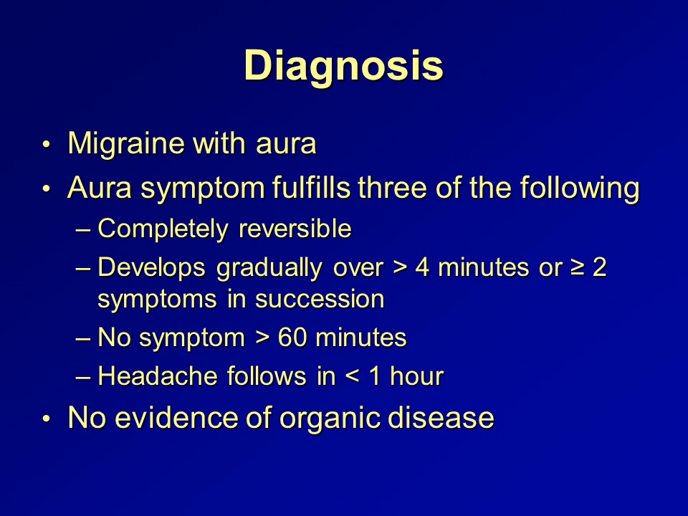Migraine with aura is diagnosed from at least 2 attacks. The aura and subsequent headache that follows has at least 3 of the following 4 characteristics. Number 1, the aura symptom or symptoms are completely reversible. Number 2, at least one aura symptom develops gradually over more than 4 minutes, or 2 or more symptoms occurring in succession. Number 3, no single aura symptom lasts longer than 1 hour.